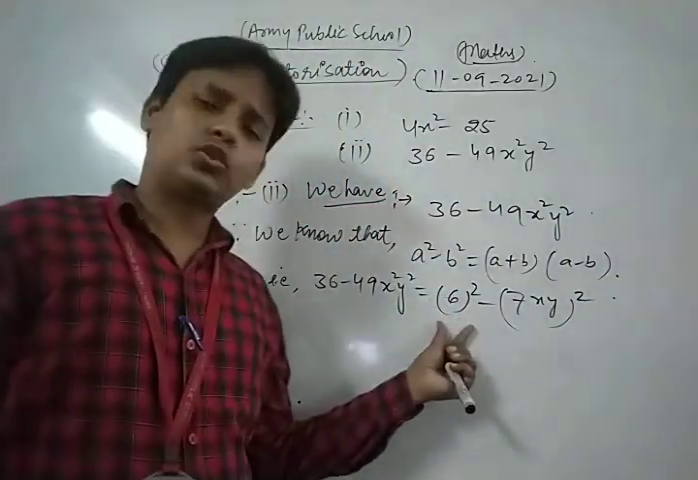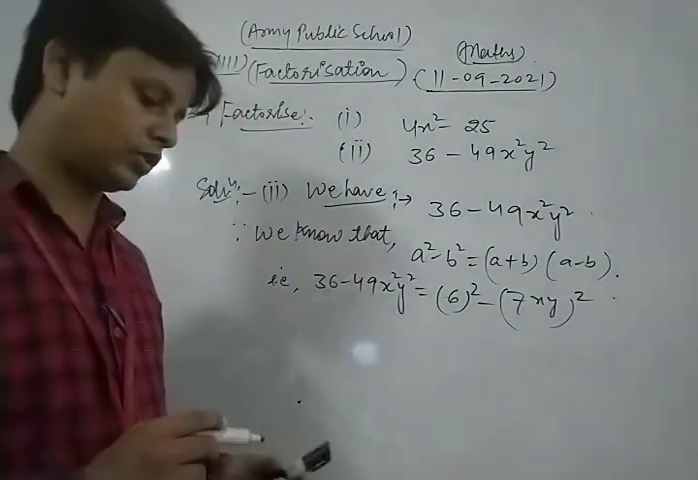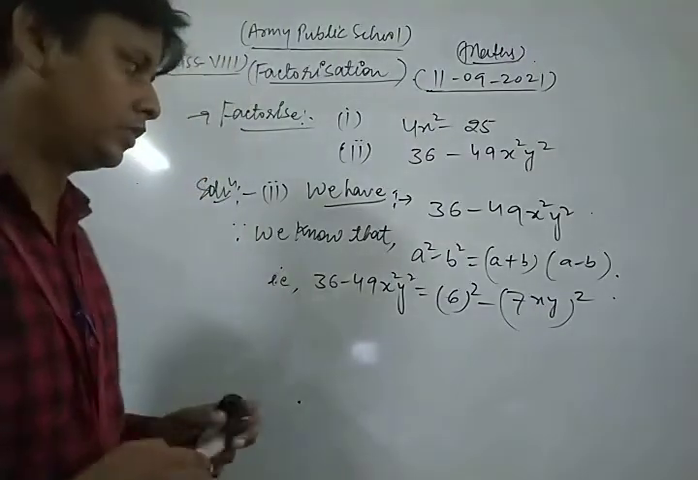This is the form of a square minus b square. We can write it in this way. Now, this is the form of a square minus b square, so we can write a plus b into a minus b.